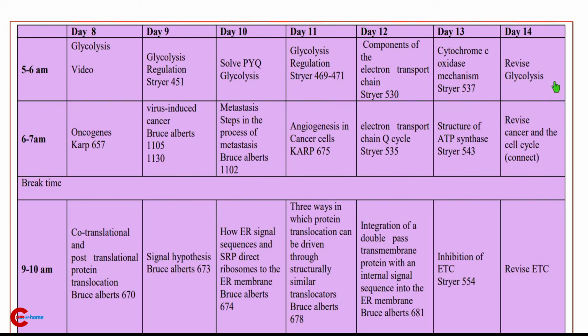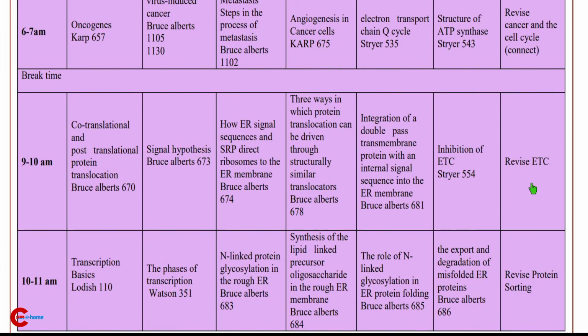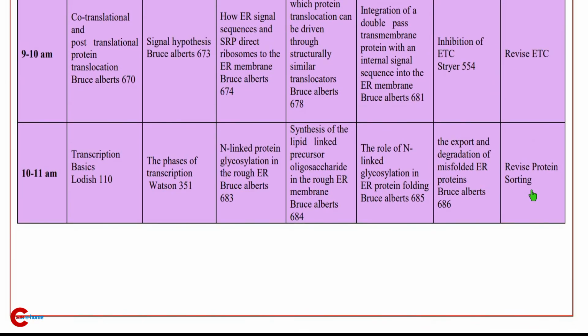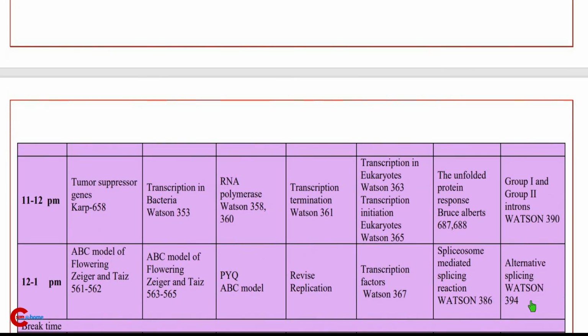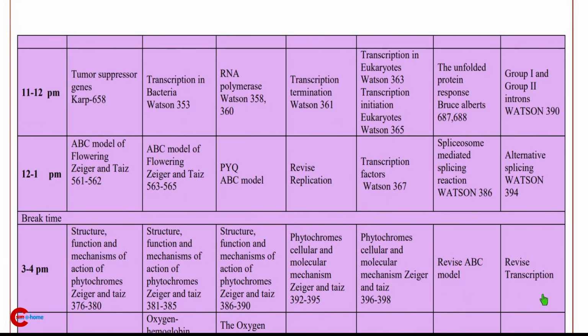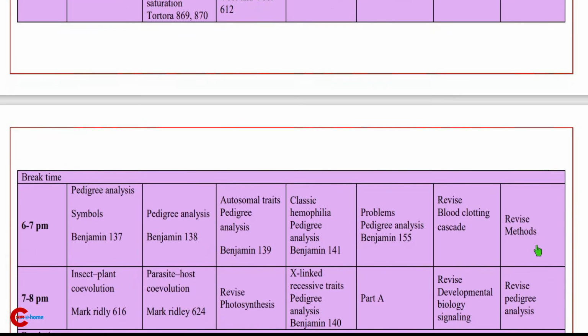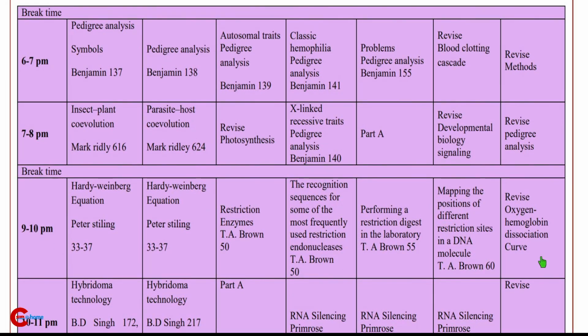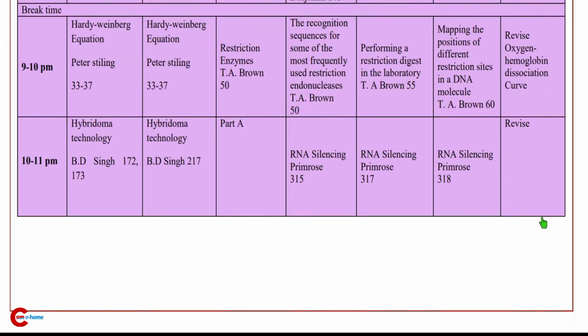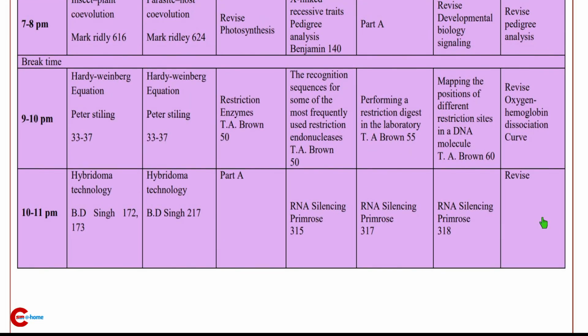You can revise glycolysis, then cancer and the cell cycle, then the electron transport chain, then protein sorting. Then you can study group 1 and group 2 introns, Watson. Then alternative splicing, Watson. Then you can revise transcription, phytochromes, methods, and do some problems on pedigree analysis, then revise the oxygen hemoglobin dissociation curve. This is about the timetable.